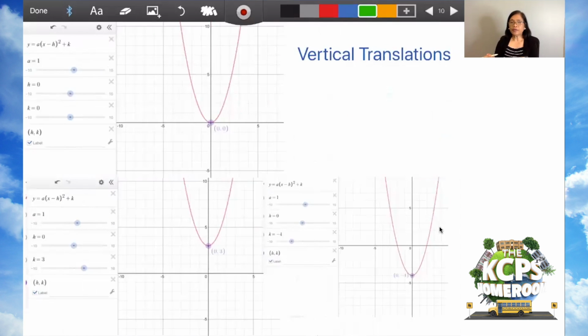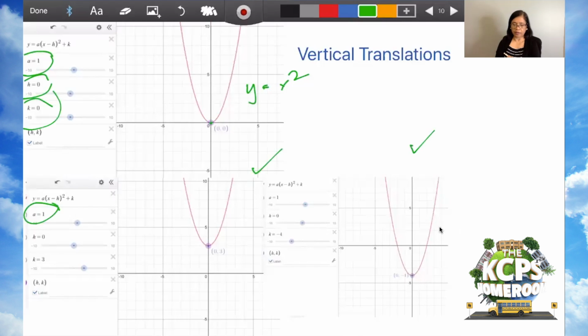Then when we talk about vertical translations, we're talking about the movement of the graph up or down. So if we have the parent graph y equals x squared, again, our a is 1, we put our h at 0 and k at 0. We will compare these two graphs here. In the first graph, again, you have h 0, k 0, but we change the value of k. In this case, k is equal to 3. So from 0, 0, when you change the value of k to 3, the vertex now is at the point 0, 3.